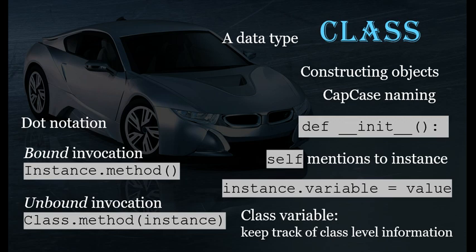With this dot notation, we can also invoke or call methods. If we call the method on the instance like this, instance.method, this is the bound invocation. And if we call the method on the class itself and then pass the instance to it, this would be the unbound invocation.